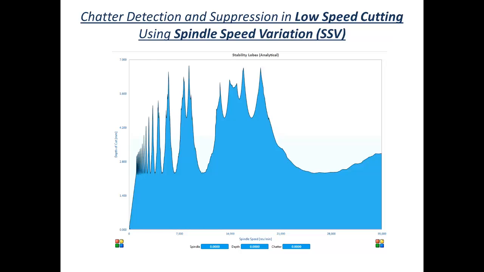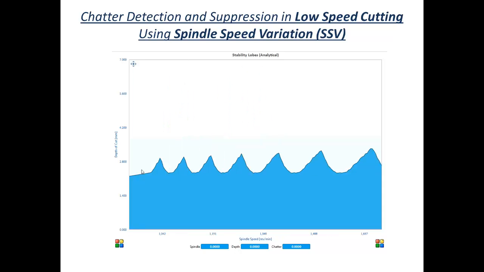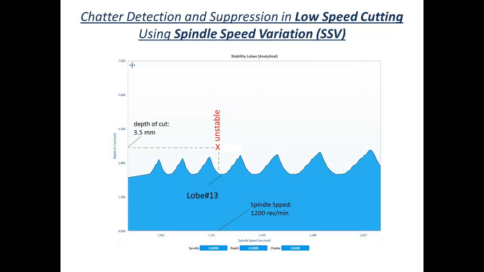This cutting test shows how ChatterPro eliminates chatter in low-speed machining of difficult-to-cut materials. If the machine is running at, for example, 1,200 revolution per minute with 3.5 mm depth of cut, it is impossible to eliminate chatter by simply shifting the speed to the upward or lower region, as you can see on the graph. Why? Because the stability limit is well below the desired cutting condition.